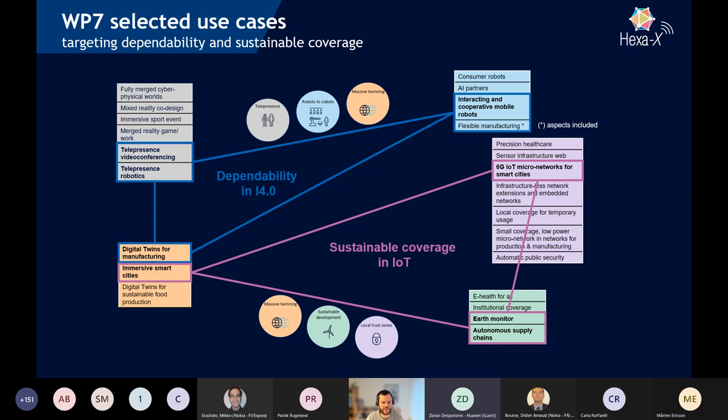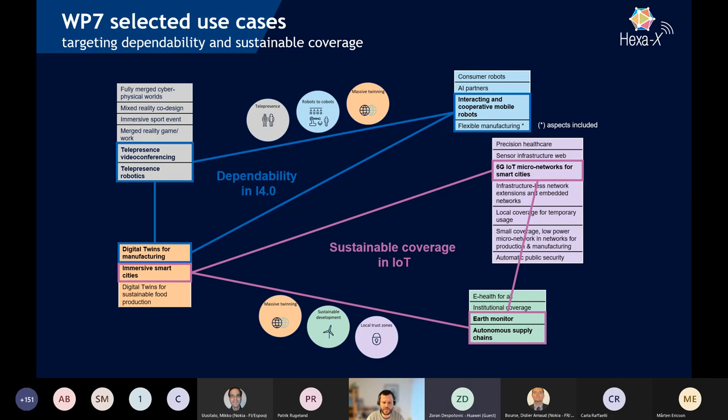So on the top left, you can see the area of dependability in Industry 4.0 settings. There we looked into more detail at the use case interacting and cooperating mobile robots from the robots to cobots family, which also includes some aspects of flexible manufacturing. And we looked into certain aspects of telepresence use cases, more notably telepresence video conferencing and telepresence robotics, that contribute towards this overall dependability aspect. And one use case from the massive twinning family, the digital twins for manufacturing, obviously is also a nice fit with the other ones regarding dependability in Industry 4.0.